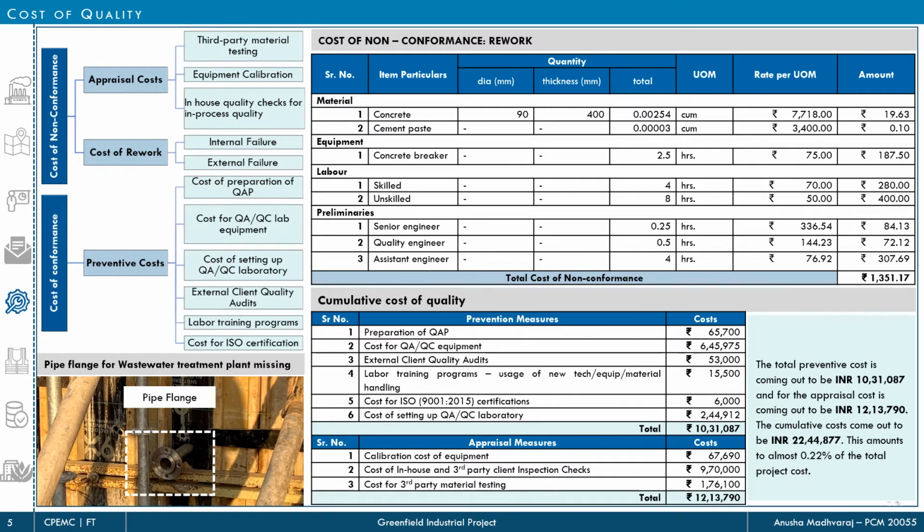Next, we have the cost of quality. It is usually in the form of cost of conformance and cost of non-conformance. Here I have detailed the cost of rework. The NCs generated at site are analyzed based on the cost incurred, and here in the table, the detailed breakup of one such NC showing the material, labor, equipment and preliminaries is shown. And the summary of cost of quality is tabulated below, where it can be seen that the cumulative cost amounts to almost 0.22% of the total project cost.